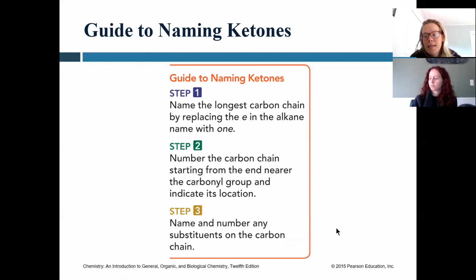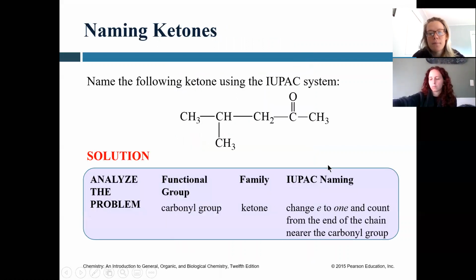So when naming ketones, name the longest carbon chain, replace the E with ONE, number the carbon chain starting from the end nearest the carbonyl group, again, because that takes the precedence, and indicate its location, and then name and number any of the substituents. So I want you to name this thing here. It is a ketone.